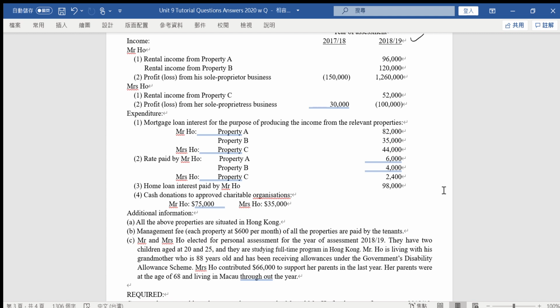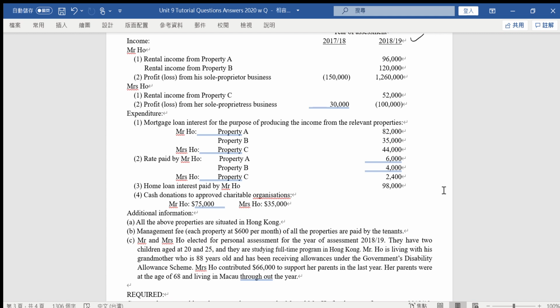Okay, but no matter how, by looking at the other information, all the properties are located in Hong Kong. That's why the rental income should be taxable. And the management fee of all the properties are paid by the tenant, okay, paid by the tenant. That's why that won't be included in the taxable considerations. Now, they elect for personal assessment.